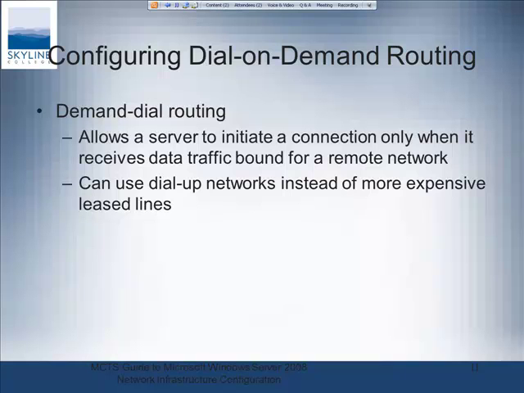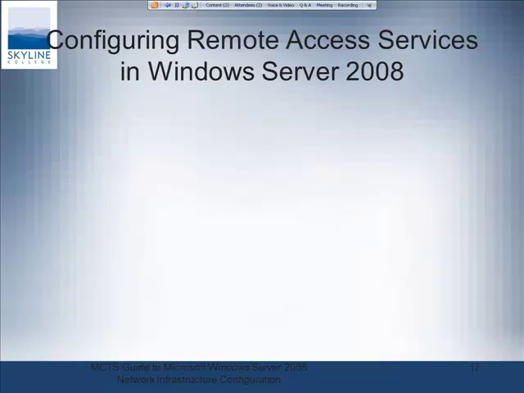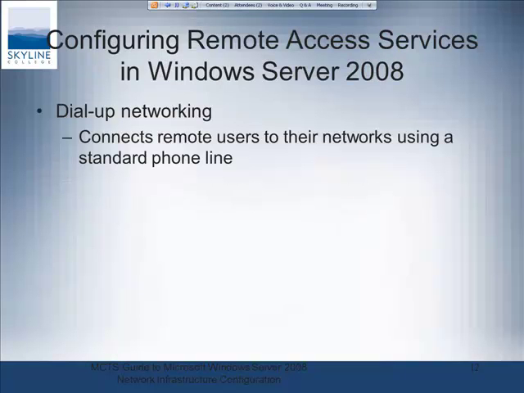So this capability is here. And when we get to it in a couple minutes, VPN becomes a dial-in type protocol. It uses that service. You have to authorize the users to use the VPN using the dial-in capability. So it is still there. Dial-up networking connects remote users to their networks using a standard phone line.